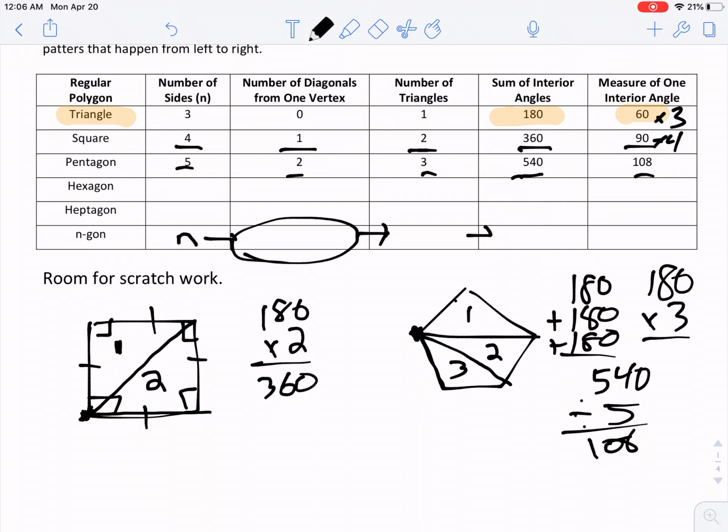From here to here, what's the pattern? From there to there, what's the pattern? All right, and just write in what the pattern is. So if we added by 7, write n plus 7 or add 7. All right, obviously 5 plus 7 is not 2, so we're not adding 7. All right, but that's what it's looking for. How could we get those last ones? So fill out hexagon, heptagon, then try n-gon. All right, answers are down at the bottom of the page.